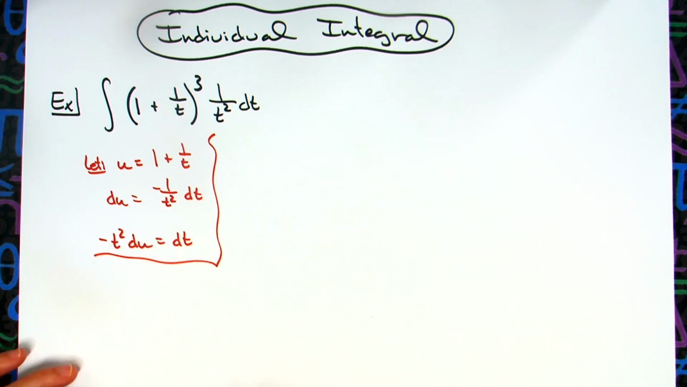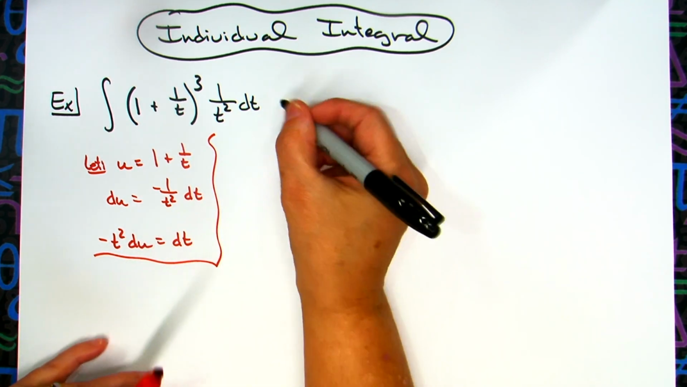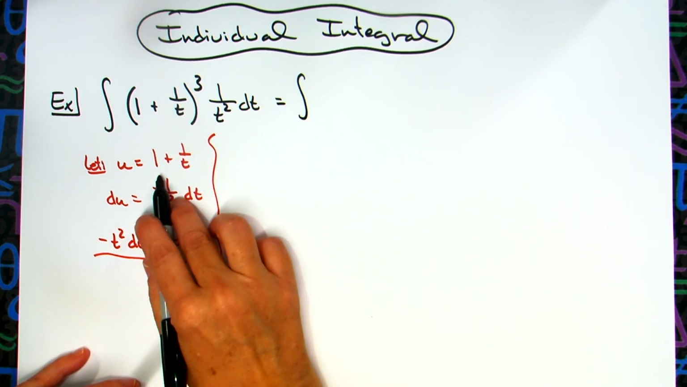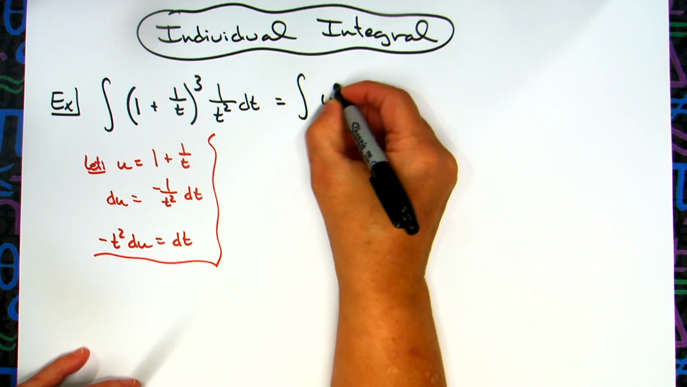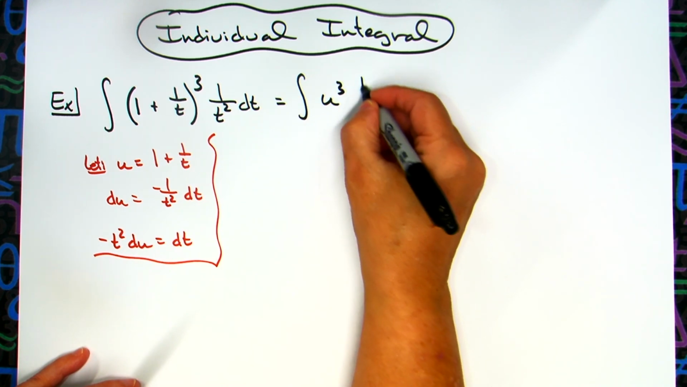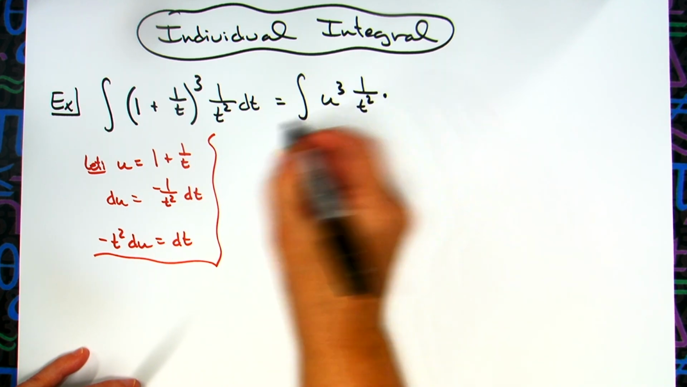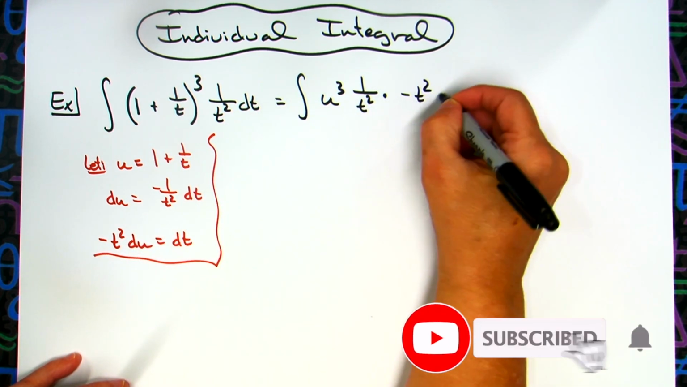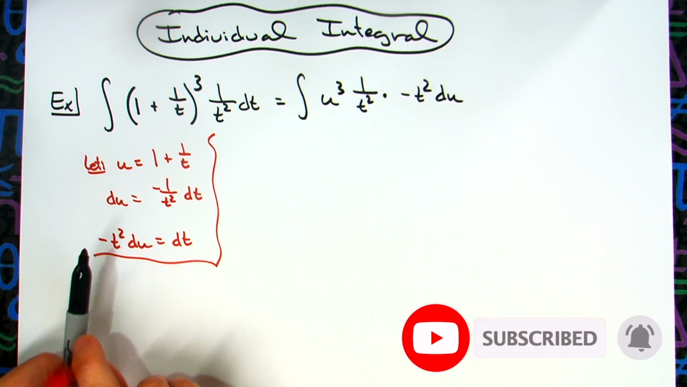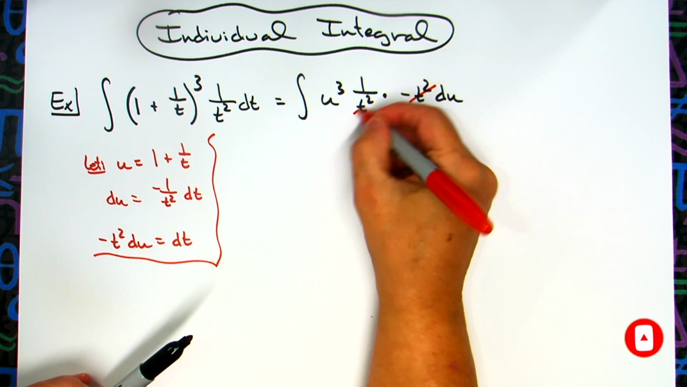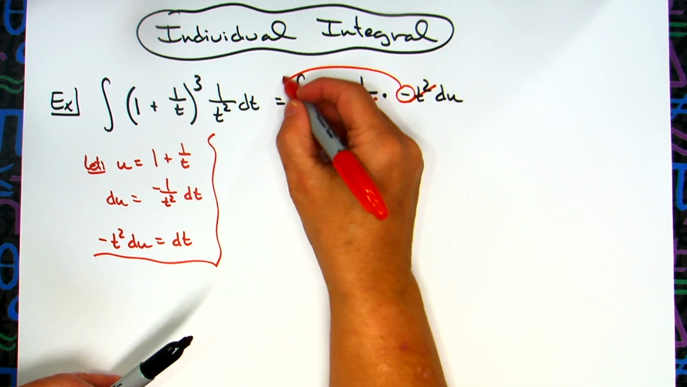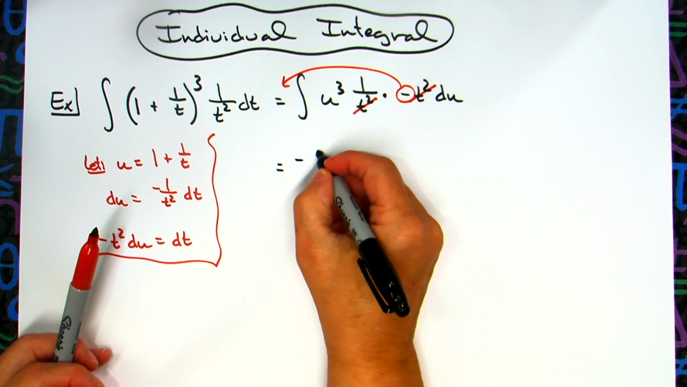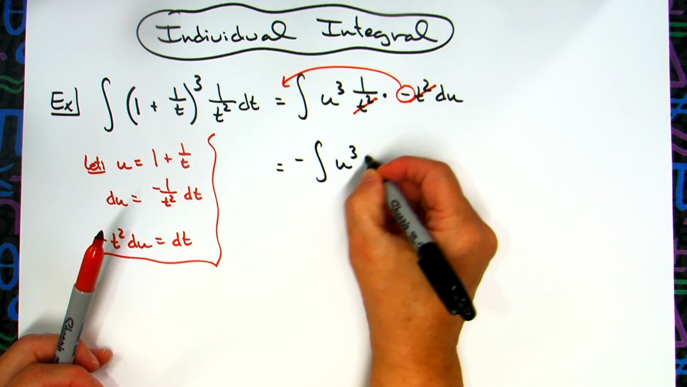Okay, now we're going to come back up and start substituting here. So we'll still have our integral sign. We're going to replace that 1 plus 1 over t with our u, so that'll be a u to the third. We'll have the 1 over t squared, and then we're going to replace that dt with what it equals here, a negative t squared du. Now what that's going to let us do here is cross out those t squares and then take that negative and pull it all the way out in front. So then we're going to have a negative integral of u to the third du.